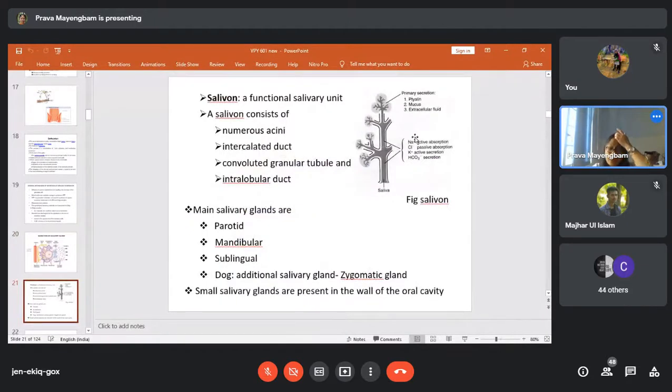One functional unit of the salivary secretion is called a salivon. You must know about the nephron: one functional unit of the kidney is the nephron. Just like that, one functional unit of the salivary gland, for salivary secretion, is called a salivon. Each salivon consists of numerous acini. So who are these acini?